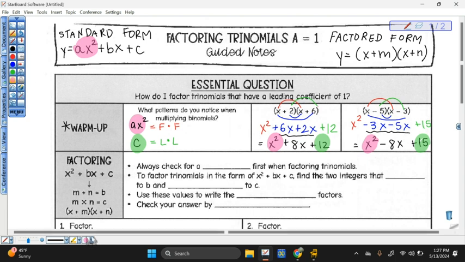And what about my middle term? Where did the 8x come from or the negative 8x come from? Where does the middle term come from? Just the inners? Just the inners would be 2x or negative 5x. Yeah, it's outer times outer plus the inner times the inner. Good.